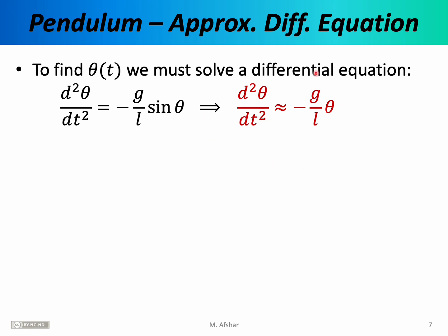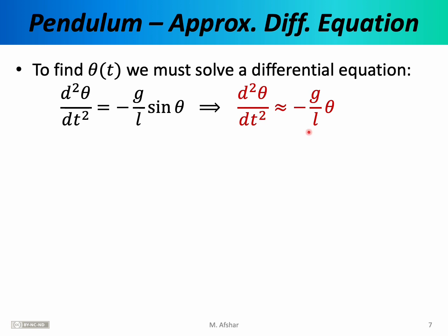When we do that, what we get is the approximate pendulum differential equation, which is a relatively straightforward, simple differential equation. We're now looking for a function, theta of t, so that when we take its second derivative, we basically get the function itself. Actually, we get the negative of the function itself. A little more precisely, we get the negative of some constant times the function itself.